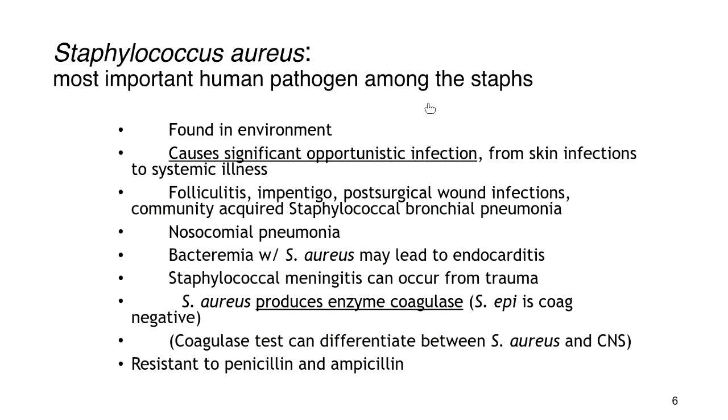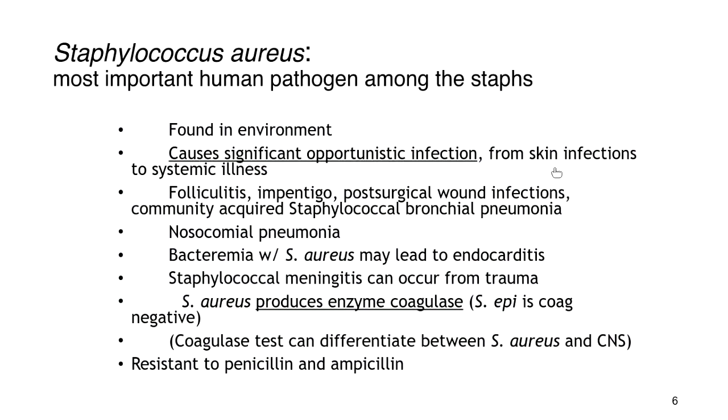It's found in the environment, and it causes significant opportunistic infections, from skin infections to systemic illness. It causes all different things. So in my outlining, really follow the items that are underlined or in bold. Staph aureus is the most important human pathogen and causes significant opportunistic infections.